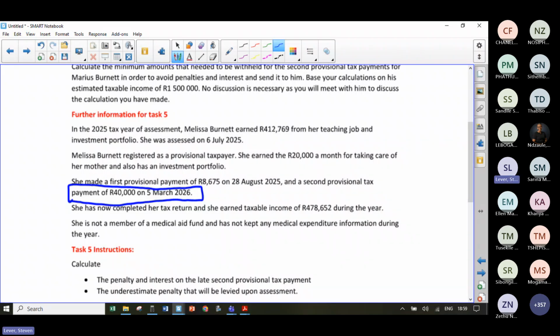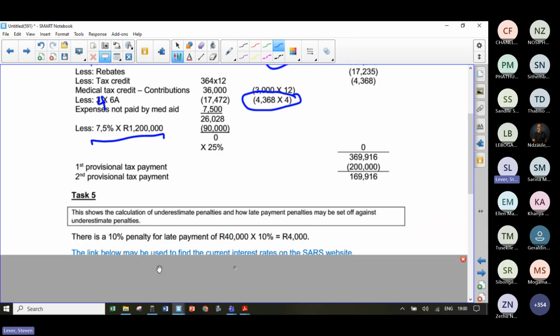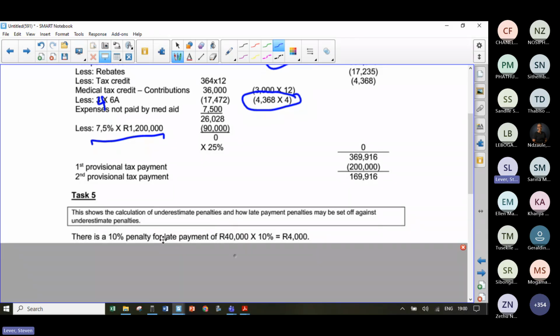Now, guys, when do you need to make your second payment by? End of Feb, 28 Feb. So guys, the first thing I want to teach you is that there's a 10% late payment penalty. So she paid 40 grand late. So how much is your late payment penalty going to be? Guys, 10% penalty for late payment, 4,000.